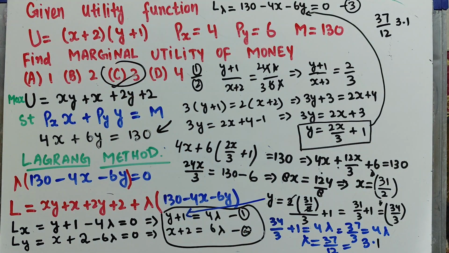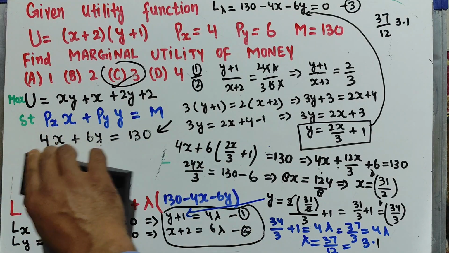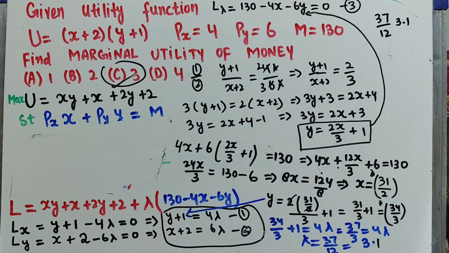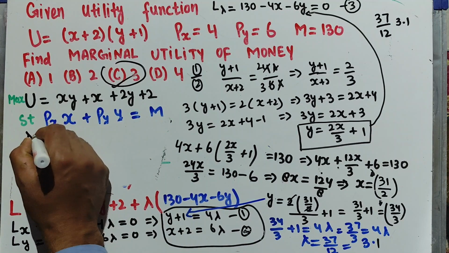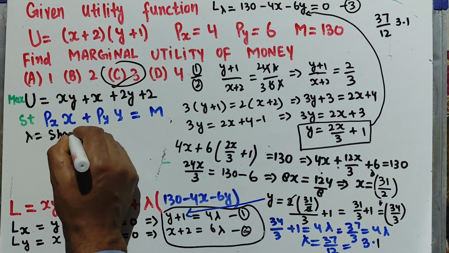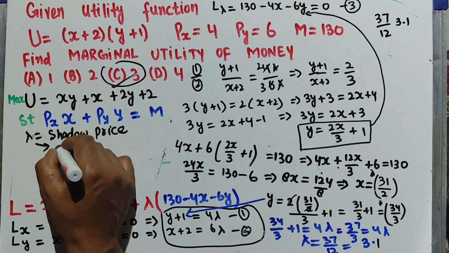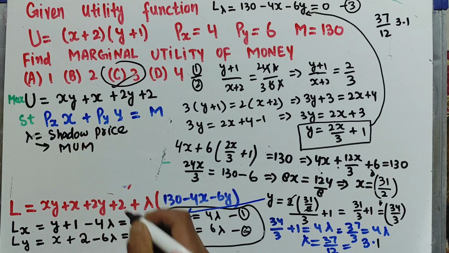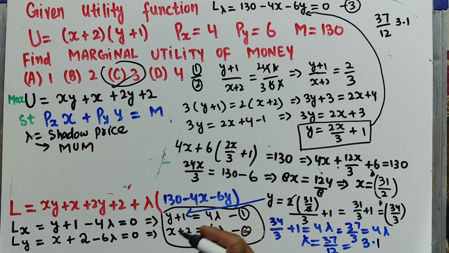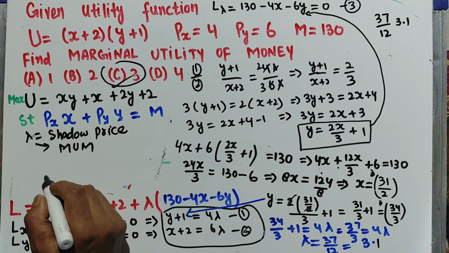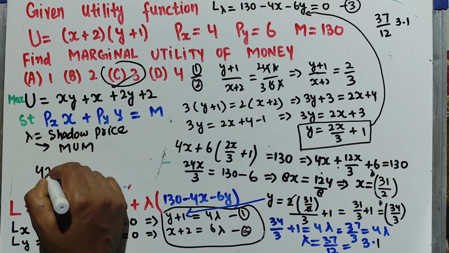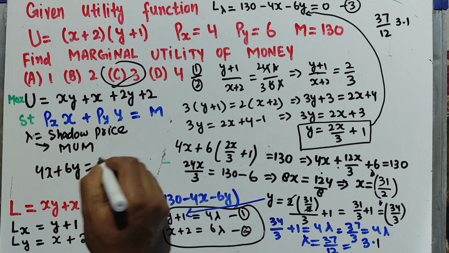By marginal utility of money, what we mean here, the value of lambda is actually what we call the shadow price, or in this scenario we call it marginal utility of money. It simply tells us how will our utility change when there is 1 unit change in the constant of the constraint. Okay, what was the constant of the constraint? We were having 4x plus 6y is equal to 130.